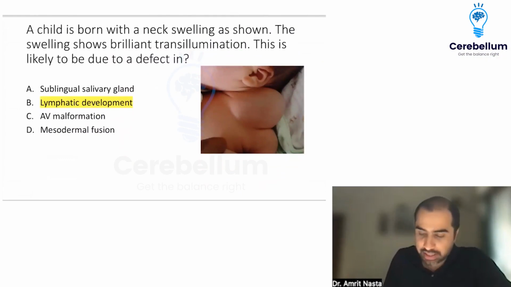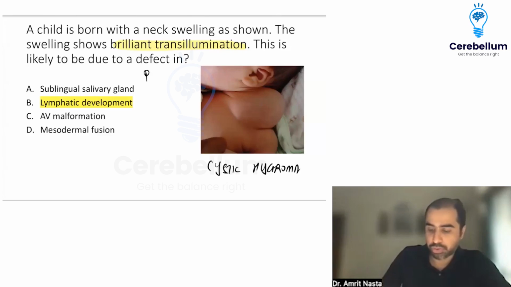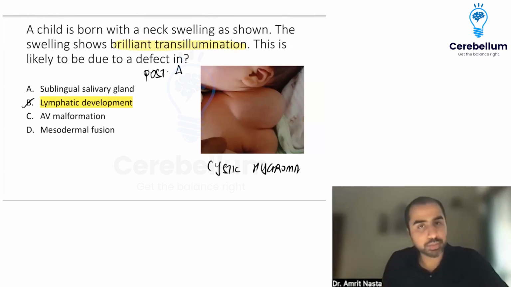Child is born with this neck swelling. The swelling is brilliantly transilluminant. This is likely to be due to a defect in. So this is cystic hygroma. Wonderful. This is cystic hygroma, which is normally seen in the posterior triangle, where you see over here, posterior triangle. And it is due to a lymphatic malformation, right?